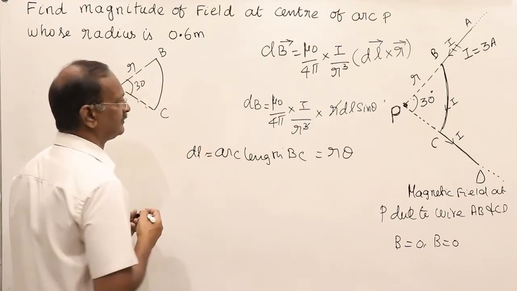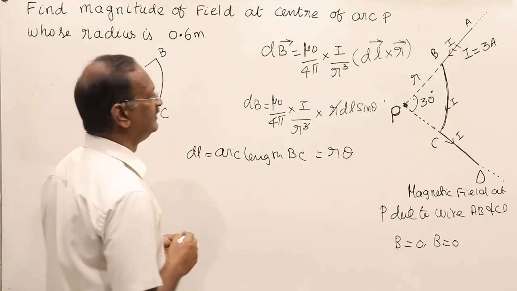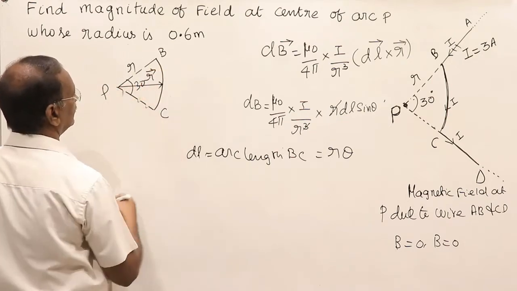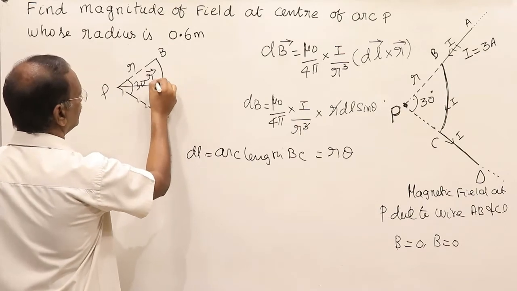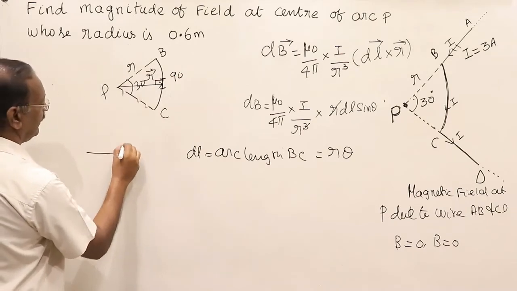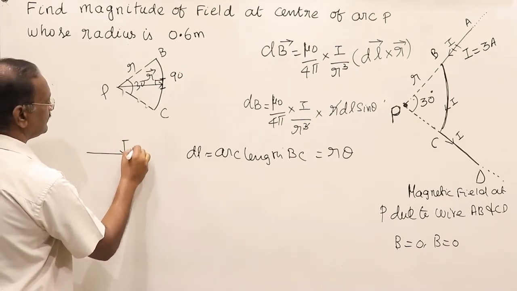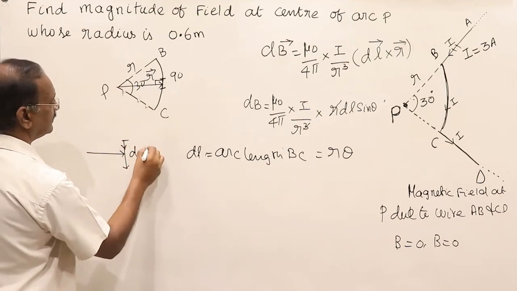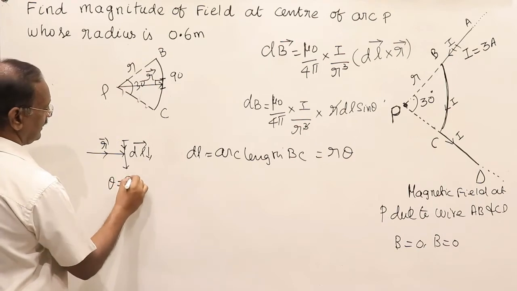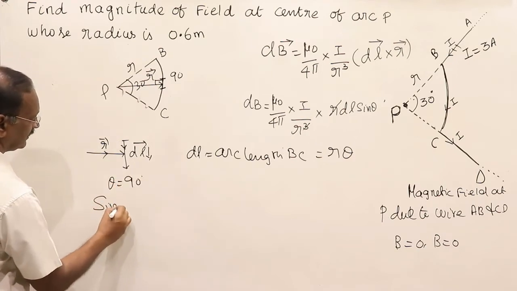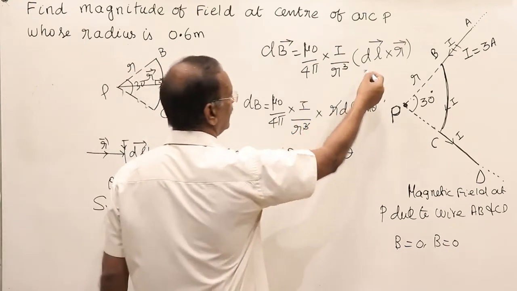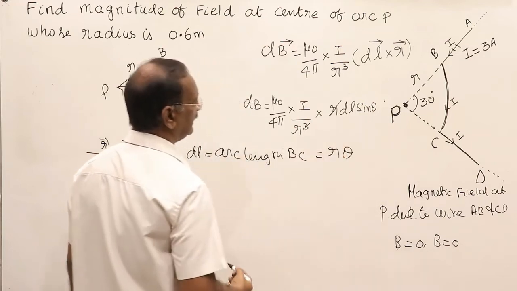So we can say dl. See now here, what is the angle between this? This is the radius vector, R vector, and this is the current element. The angle between them is 90 degrees, because the R vector is this way, the dl vector is this way, and the current is flowing this way. It means the dl vector is in this direction. This is the R vector. Theta is equal to 90 degrees, and sine 90 is equal to 1. Therefore here we can substitute, the angle between dl and R is equal to 90 degrees.